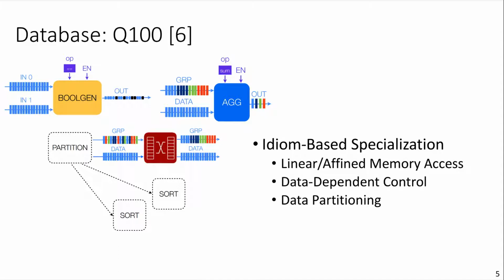Next is Q100, an accelerator specialized for database query, which makes different trade-offs. It has very efficient support for more general data-dependent control flow, like join, sort, and data partitioning, but has no support for general memory access. Only continuous sequential memory access are supported.